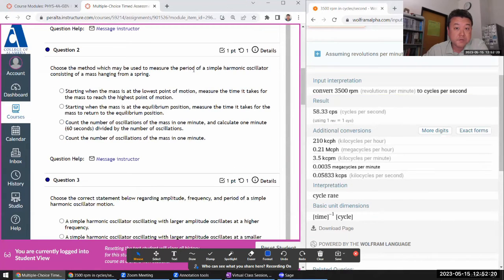Choose the method which may be used to measure the period of a simple harmonic oscillator consisting of a mass hanging from a spring. Okay, I think it's trying to get me to recognize a cycle. That's the lowest position. That's half of a cycle, so not it. That's the equilibrium position. When it returns to the equilibrium position the first time, it's only going to be half a cycle. Because say from equilibrium it's starting up, it will come down, pass it, and then when it comes back up the second time, that's a full period. So count the number of oscillations in 1 minute, calculate 60 seconds divided by that, that would be the period. Yeah, so that should be right for period.